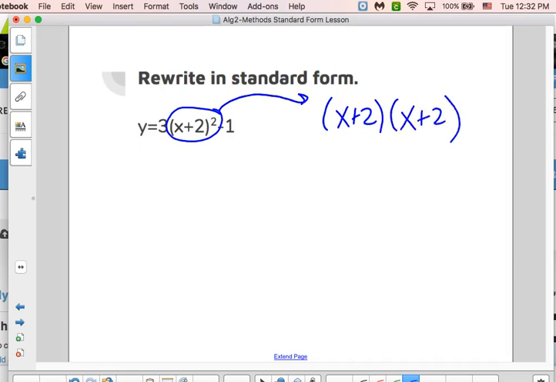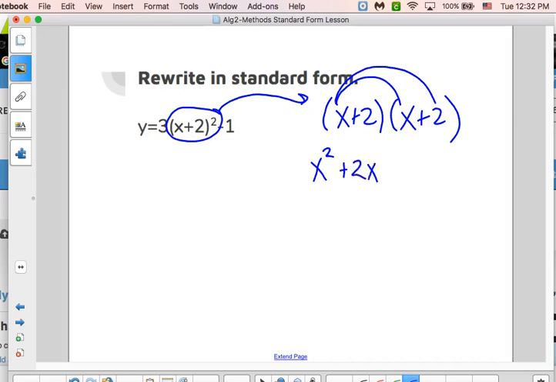So in order to multiply two parentheses together, we have to FOIL. So first ones together was x times x, x squared. And now you do x times 2.